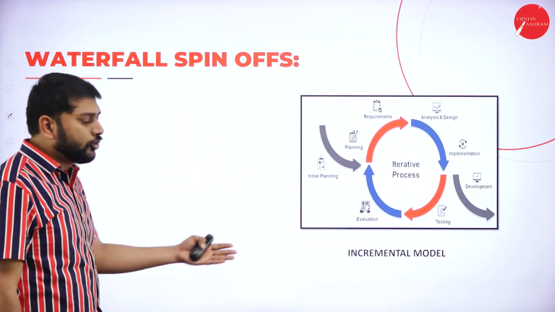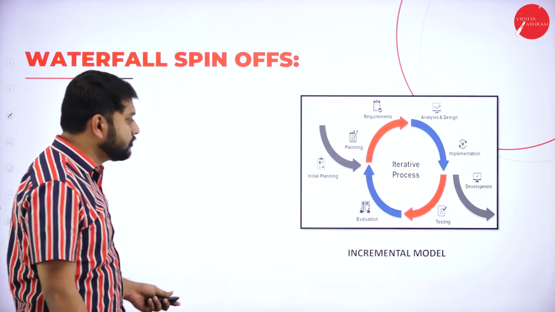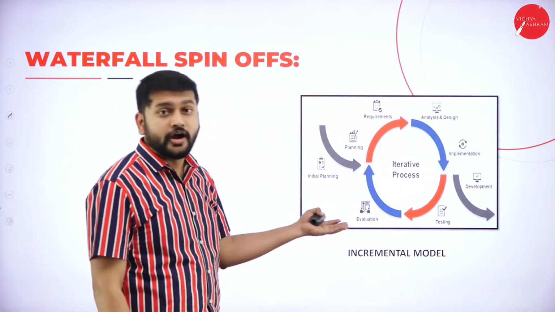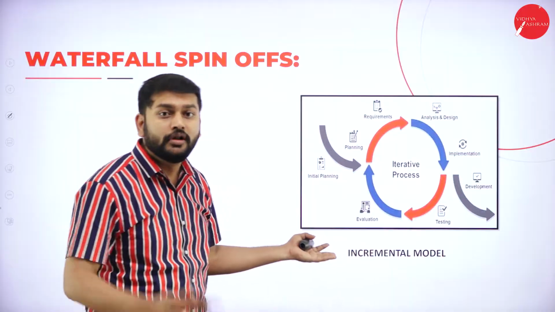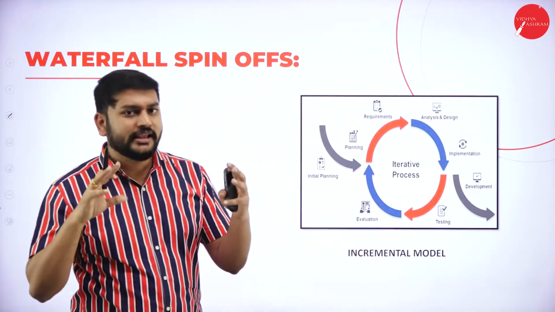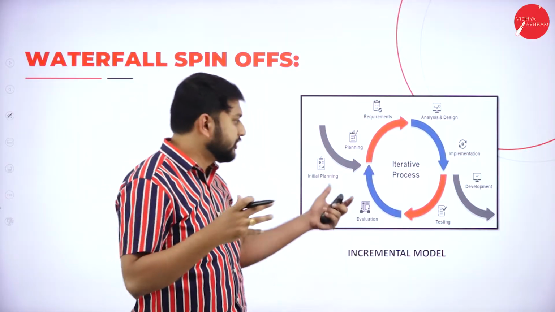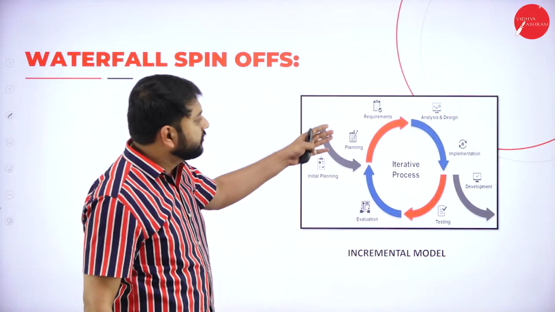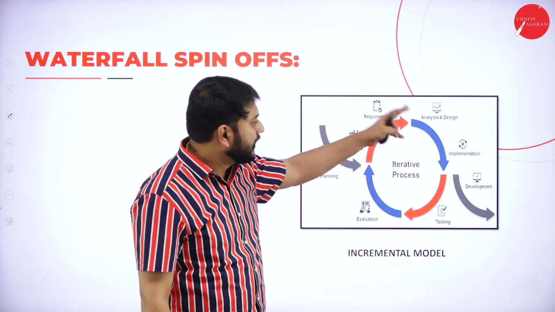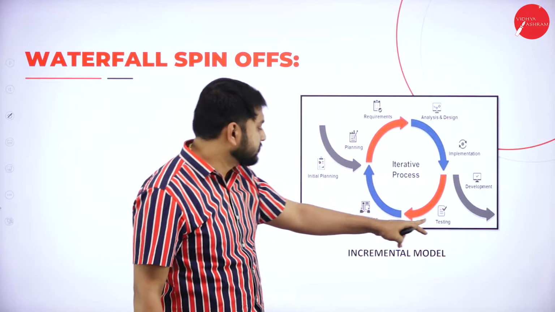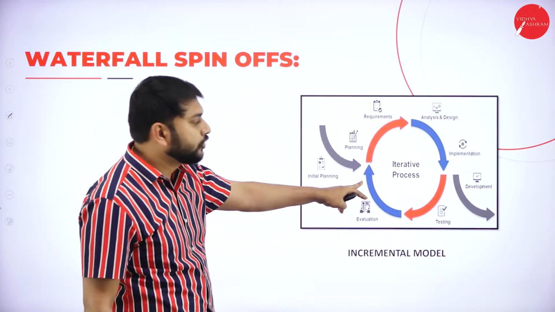Let's understand. I have already told you that I have different models. That is the incremental model, which I have already discussed. You don't have to remember this diagram. I have just taken it to show what the incremental model is all about. Imagine I have the requirement collection here. Then I will analyze the design. Then I will implement it. After that, testing will happen, evaluation will happen. That's what you need to remember.